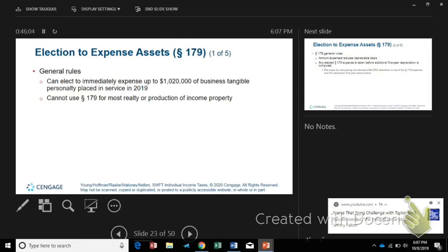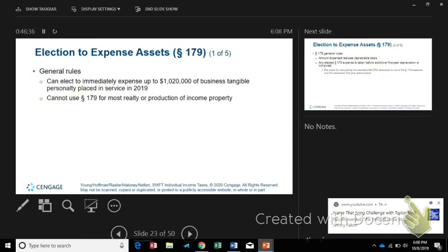So first of all, anybody in a business can elect to automatically expense something that we call Section 179. Section 179 allows you to expense up to $1,020,000 of business, tangible, personal property placed into service in 2019. The interesting thing with this number is in 2018 it was $1 million, and in 2017 it was $500,000. So it jumped drastically. So if it's Section 179, you can expense up to $1,020,000.